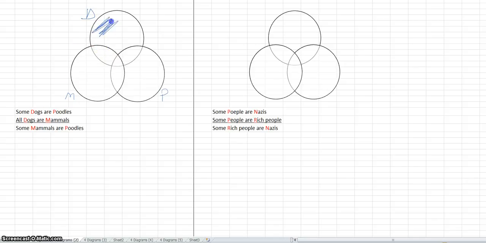So what we're going to do is shade this Pac-Man. Okay? And remember, we're dealing with only this circle and this circle. Forget that P exists for the moment. So we deal with all dogs are mammals, and we've got that diagram. Then we say some dogs are poodles. So now we are dealing with this circle and this circle. If I were just doing two circles, I would have only this football showing. But because this part is shaded, that means that some dogs are poodles is going to be in the football.